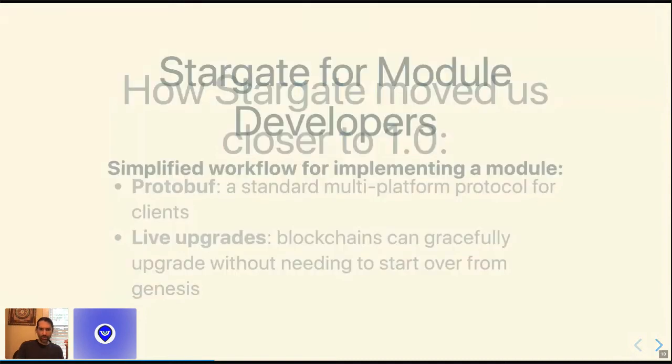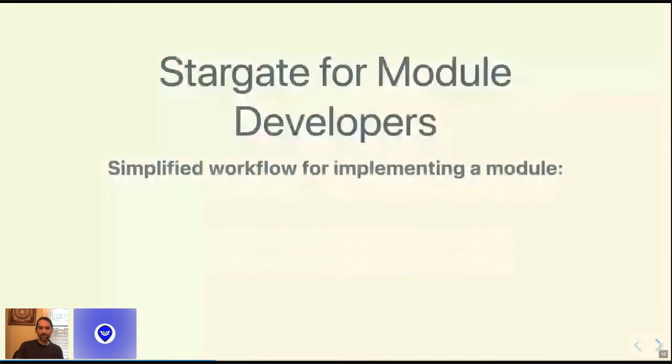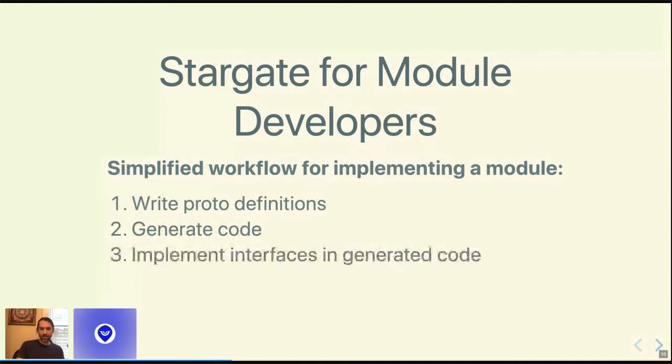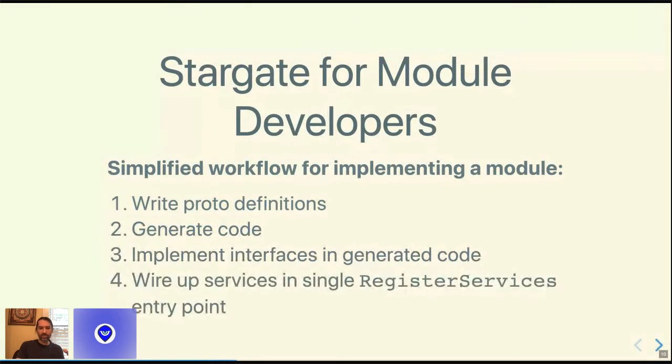So I want to talk about some different ways that I think Stargate improved the developer experience for these different user groups and moved us closer to 1.0. For module developers, I think there's a greatly simplified workflow for implementing a module, which is first you write the proto definitions, then you generate some code, then you implement the interfaces that the generated code produces, and then you wire up the services that these interfaces represent in a single register services entry point. And I'll walk you through these 4 steps with some code samples.